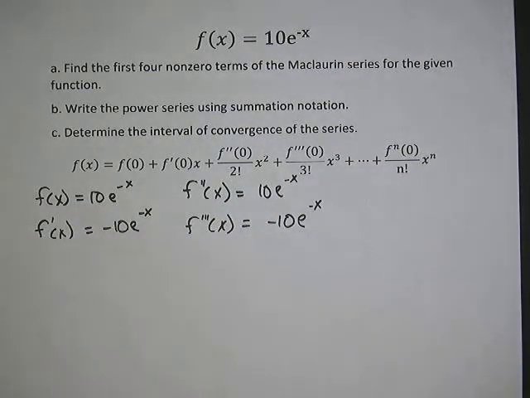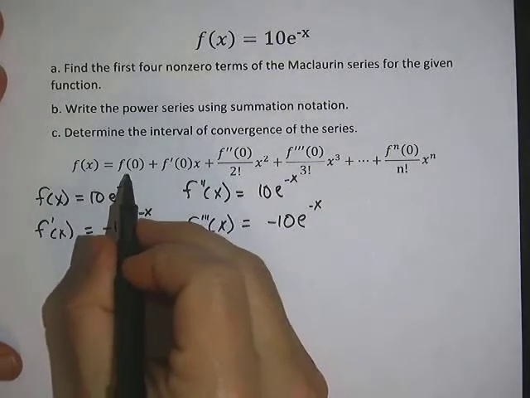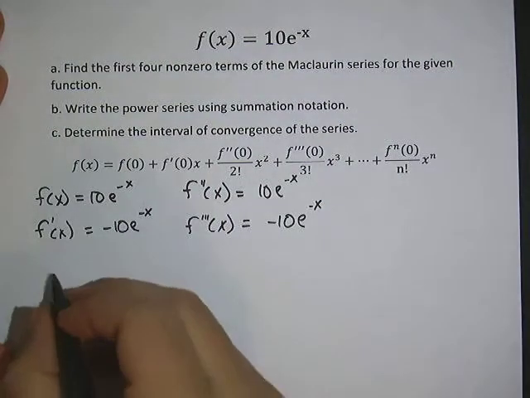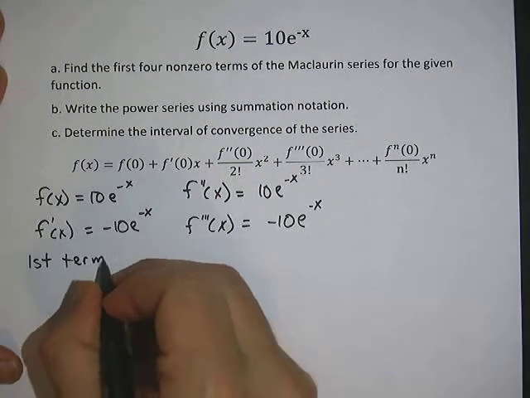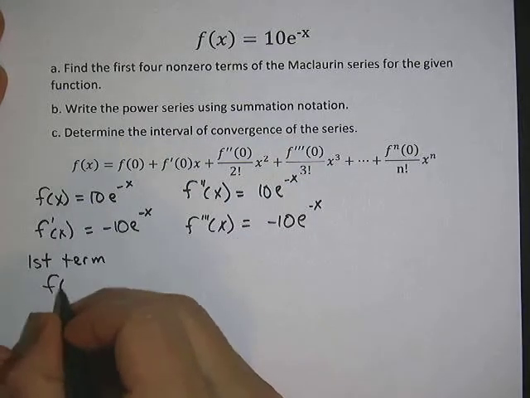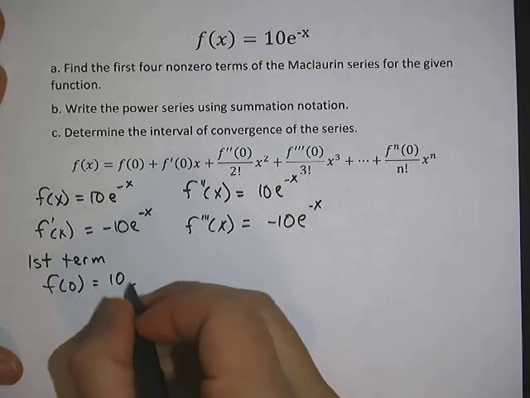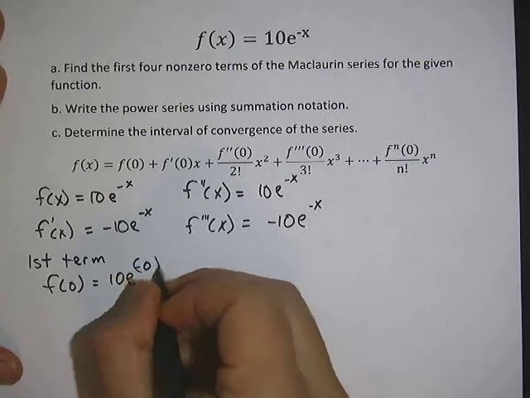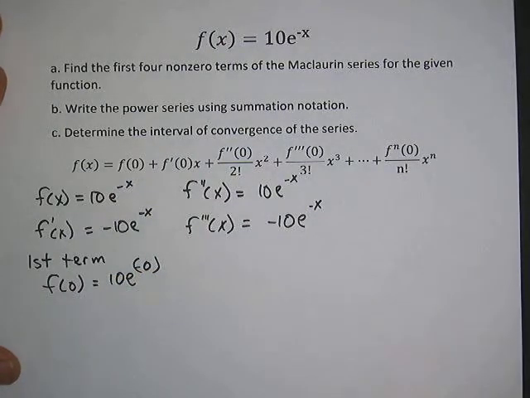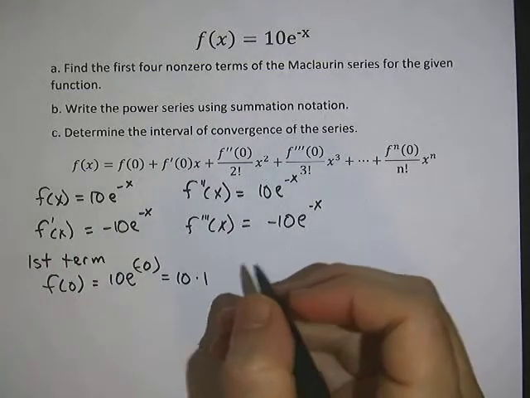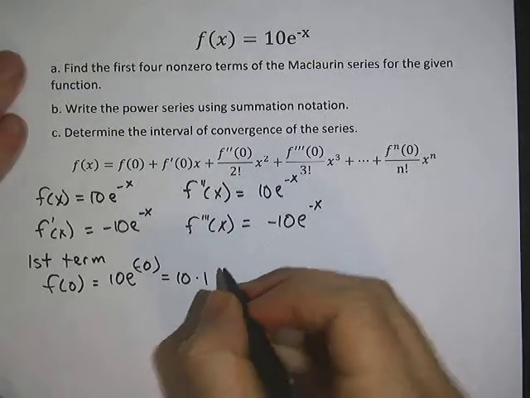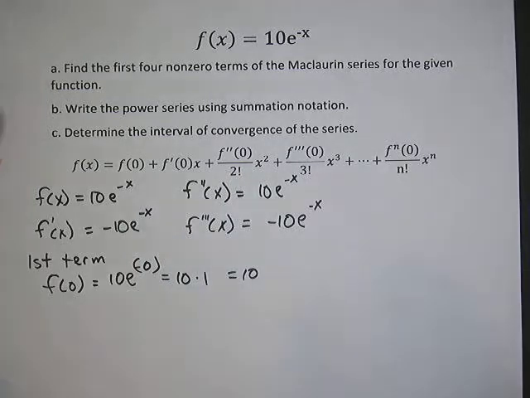Okay, so now let's start finding these terms. The first term is going to be f of 0. So we plug in a 0, and let's see if it's our first non-zero term. f of 0 is equal to 10 times e to the negative 0 power. Negative 0 is the same as 0. Anything to the 0 power gives us 1. So that's essentially 10 times 1, which is 10. So that is the first non-zero term.